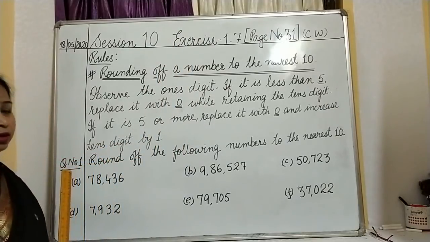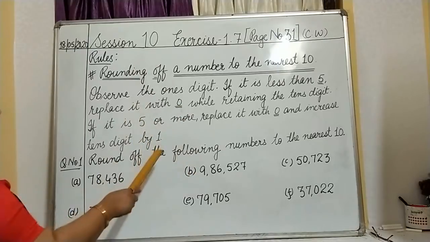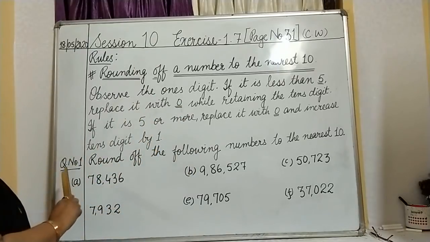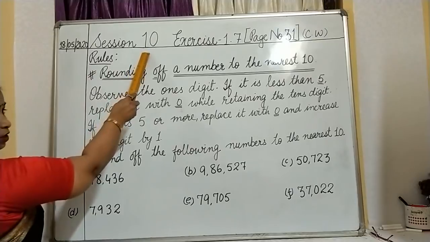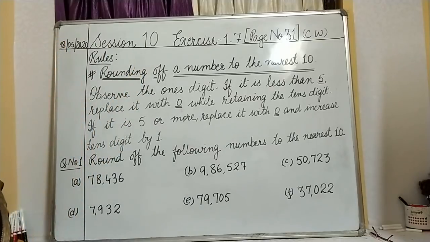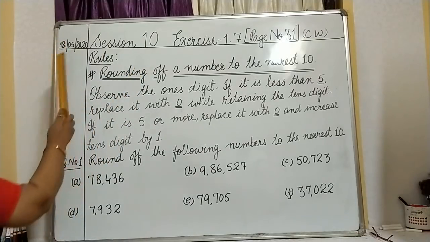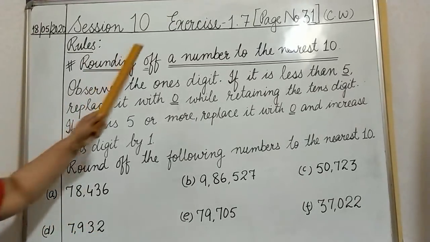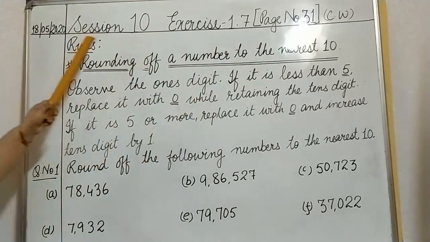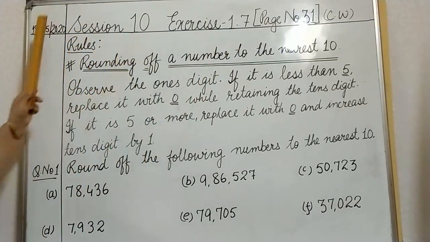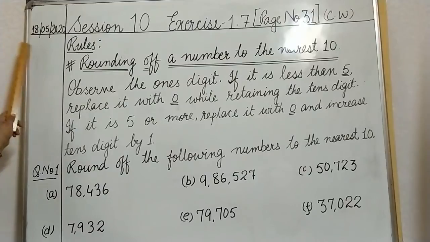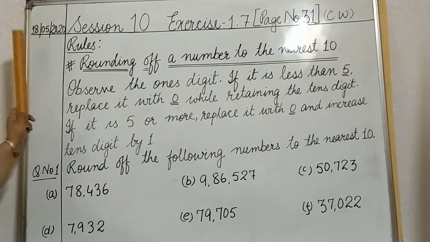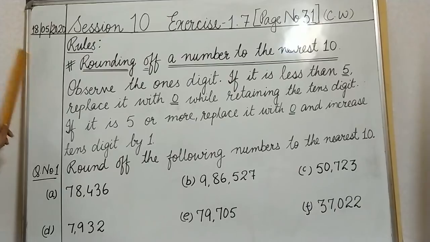Exercise 1.7. Since we are doing the 10th session, write down the session and today's date. What is the date today? It is 18th of May 2020, isn't it? Where you have the exercise number, right there write down session 10 and today's date, 18th of May. Is it visible? So we are going to do this exercise in the book itself.